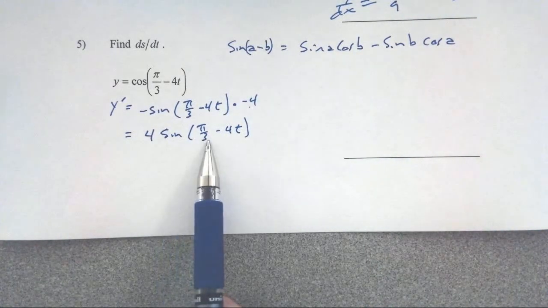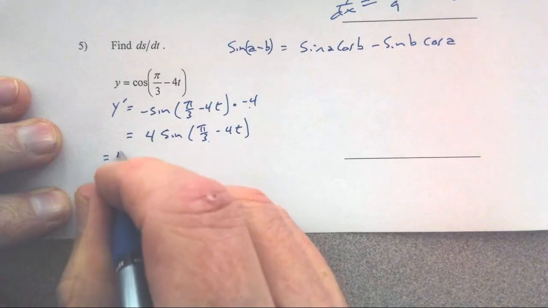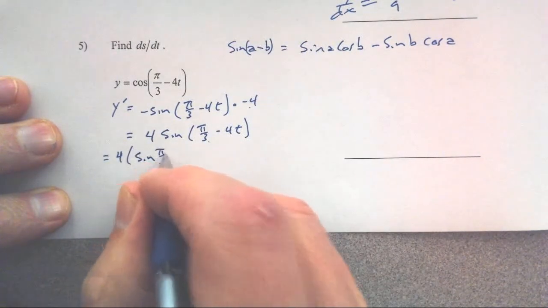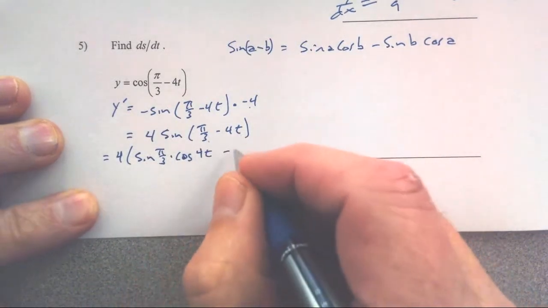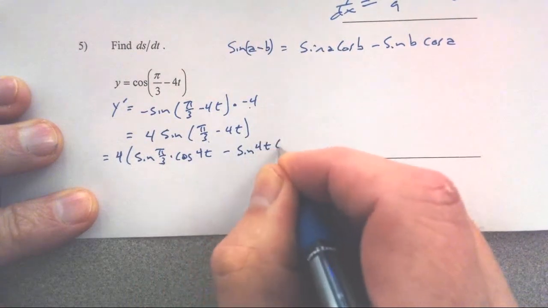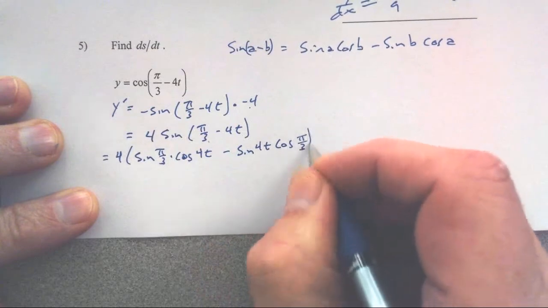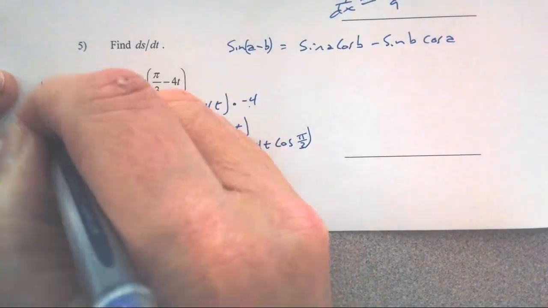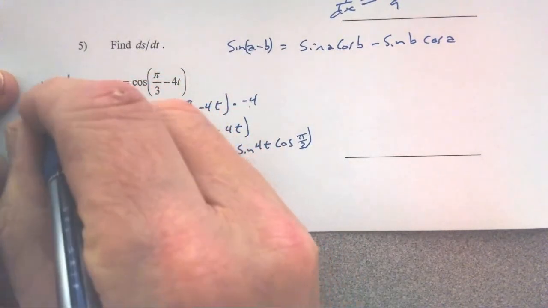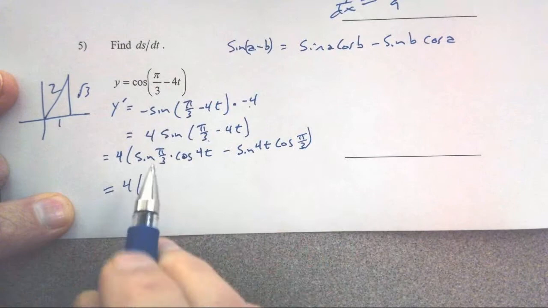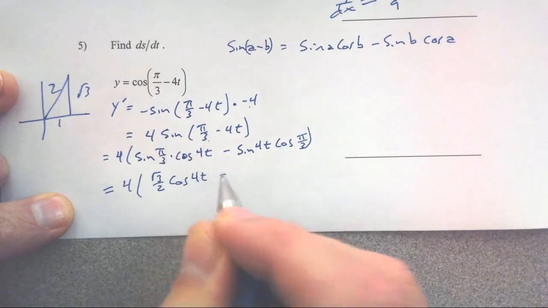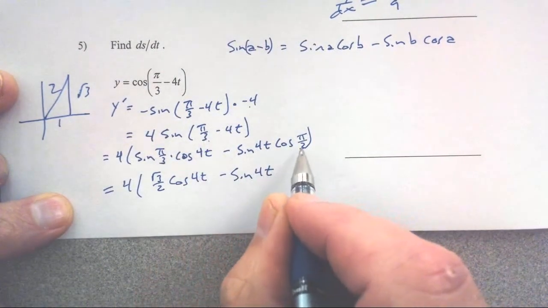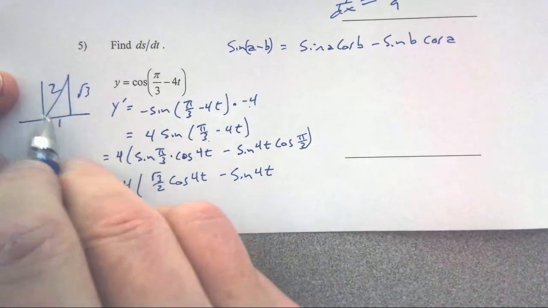Well, because sine of pi on 3 and cosine of pi on 3 are known values, we can simplify. So I get 4 times sine of pi on 3 times cosine 4t minus sine of 4t times cosine pi on 3. If I draw a pi on 3 angle, 60 degrees, 1, 2, root 3, I get 4 times sine of pi on 3, y on r, root 3 on 2, times cosine 4t minus sine of 4t times cosine pi on 3, x on r, 1 on 2.